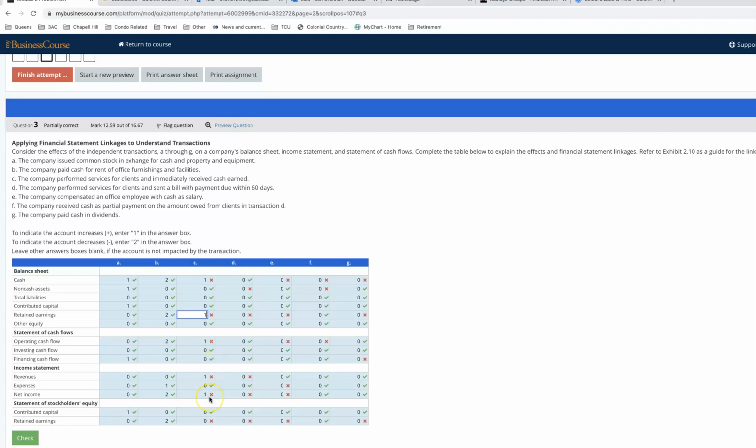Since we have more income as a result of the revenue, my retained earnings has gone up as well. The statement of stockholders' equity is telling the reader if there are changes in retained earnings. And yes, we know retained earnings has gone up. We did that on the balance sheet. Those two will always stay in sync. Whatever retained earnings goes up on the balance sheet, we will show it as going up on the statement of stockholders' equity. And now let's do a check.